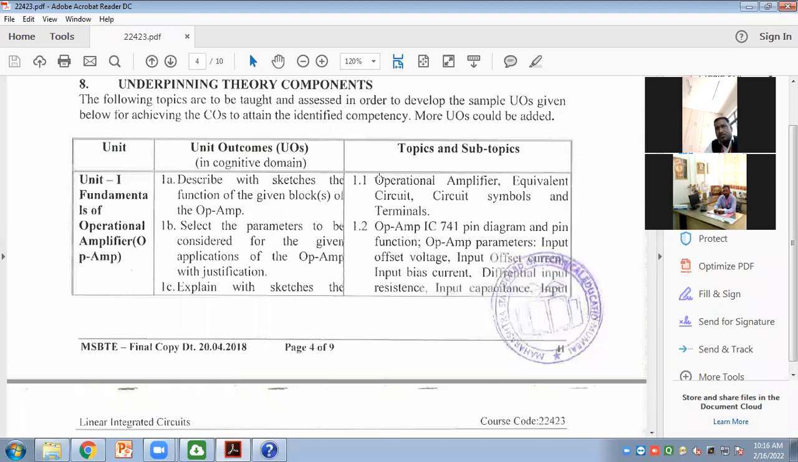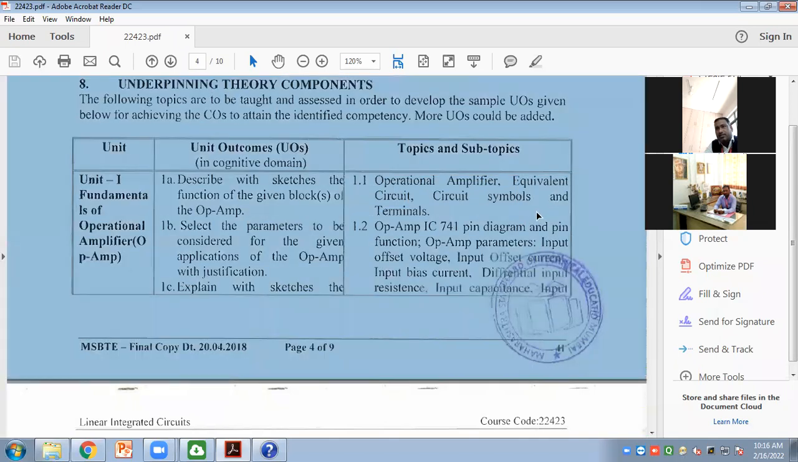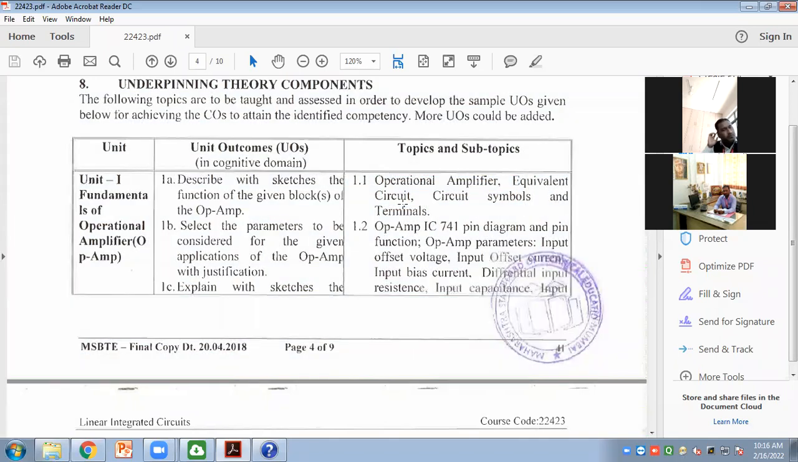So the actual syllabus is 1.1. What do we mean by operational amplifier? So operational amplifier means what? Then its equivalent circuit diagram, then its circuit symbol, and its terminals. So just like a NAND gate, NOR gate, its circuit diagram is necessary, its equivalent circuit is necessary, and symbols are also necessary, and you are going to study the different terminals of the op-amp.